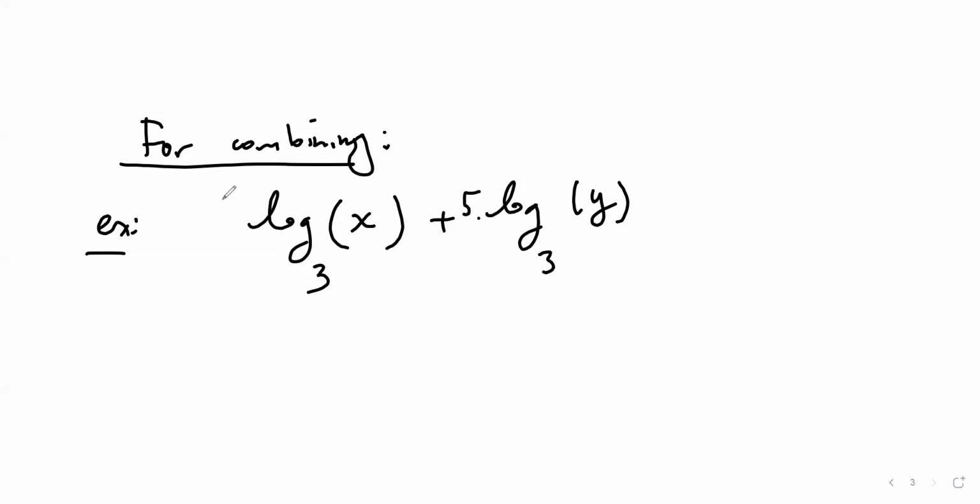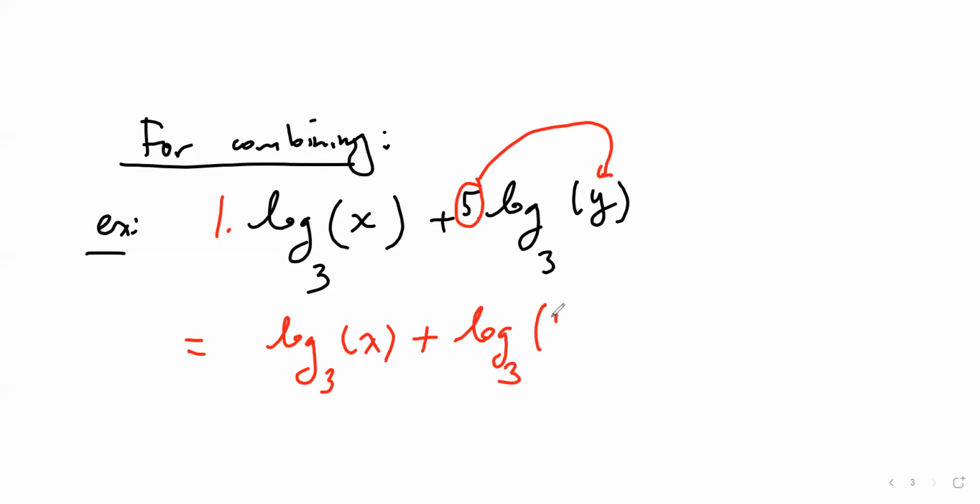So this is 1, so there is nothing to move. But this is 5, so this 5 needs to be moved here. That's the first step. So then you have log base 3 of x plus log base 3 of y to the 5th power. When you see that there is no coefficient on each log, now you can combine it using the first property because you have a plus here. When you have plus, this will turn into a single log, and you multiply each input. So x times y to the 5.